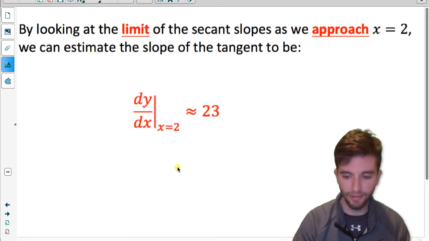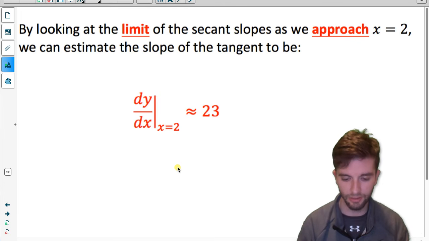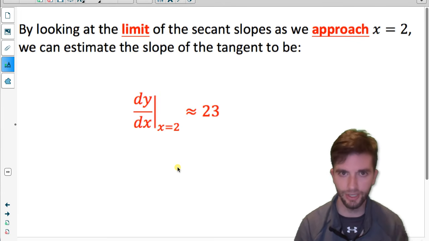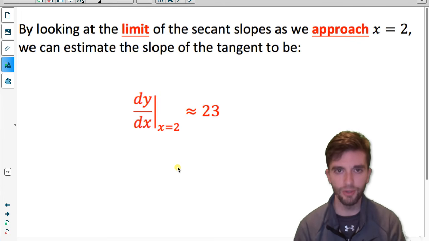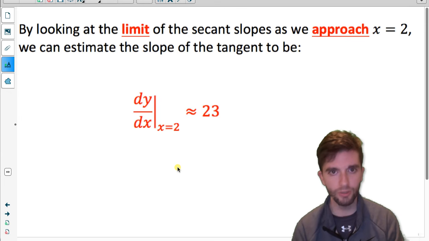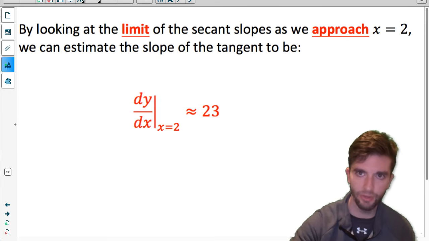So that's it. Next, the big part of what you're going to need to know as you enter calculus is limits and Newton's quotient. So that's what's coming up next. So that's it for this.